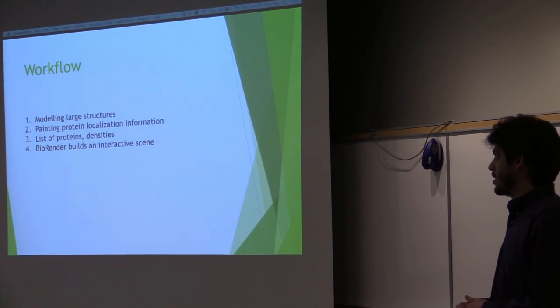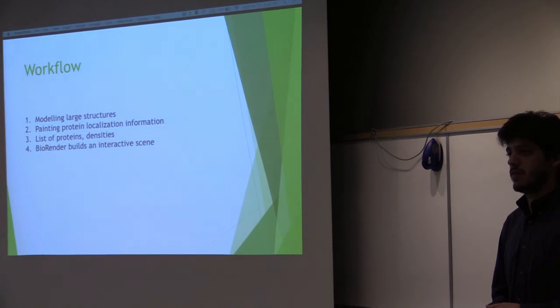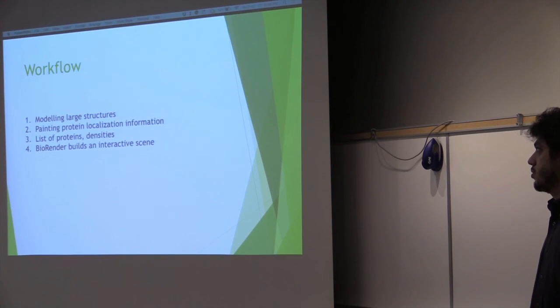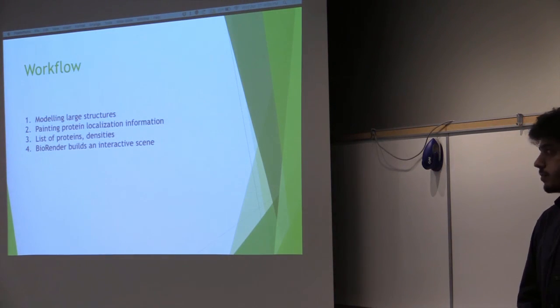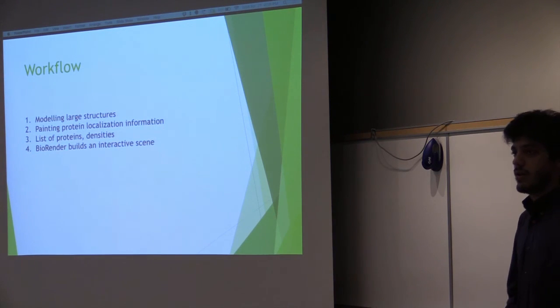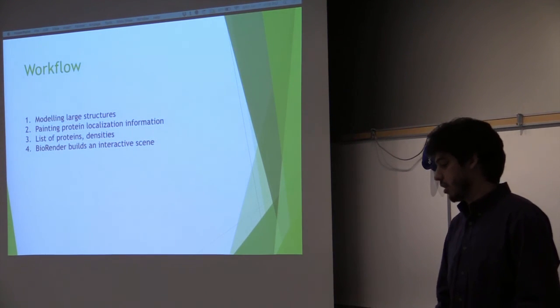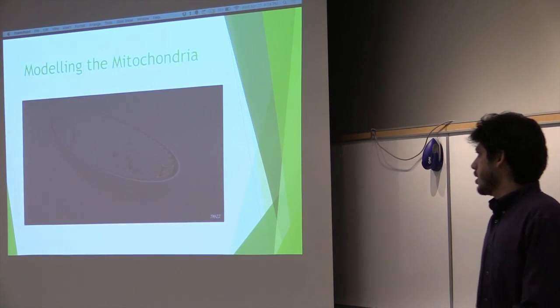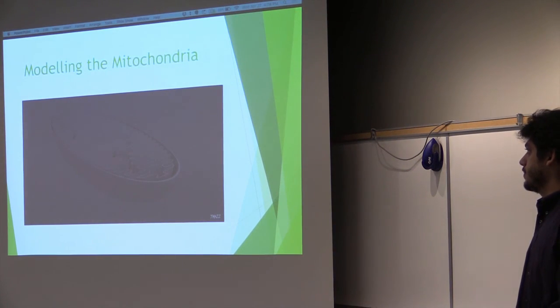On those models, you would then paint protein localization information, and I'll go into what that means. You can then bring in a list of proteins in each of their densities. And finally, BioRender will take all of this and construct an interactive scene that can be distributed online. So step one is modeling a mitochondria.